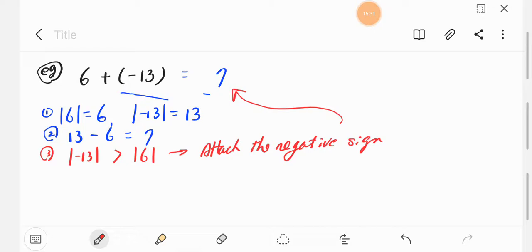Okay, let me erase this part. So attach the negative sign, which is minus, right? Negative 7. Okay, let's try more examples.